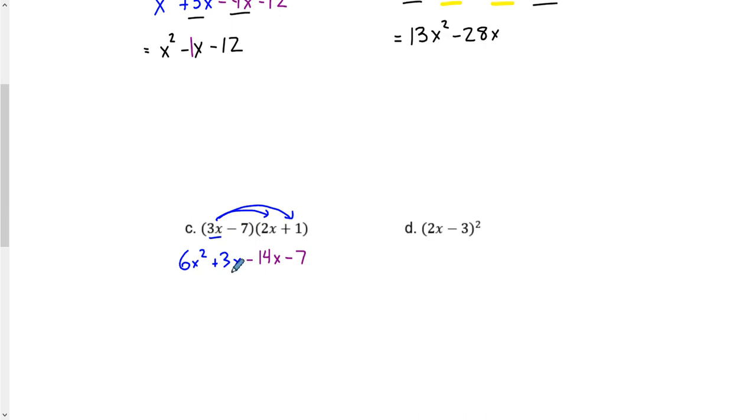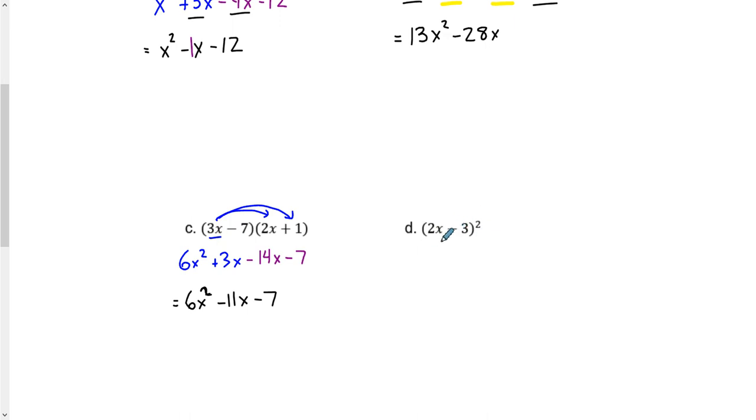Again, combine like terms, the 3x and the negative 14x. Always want to try and write things in descending order, which means that we write with the highest power first, so that x squared at 3x subtracting 14x does give us a negative 11x, and finally we have a negative 7.